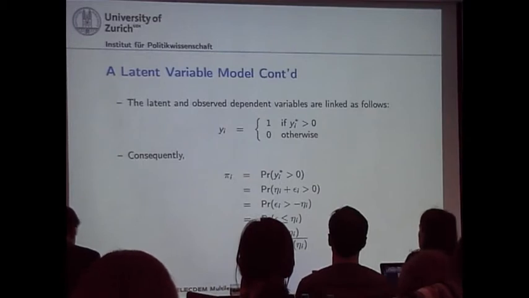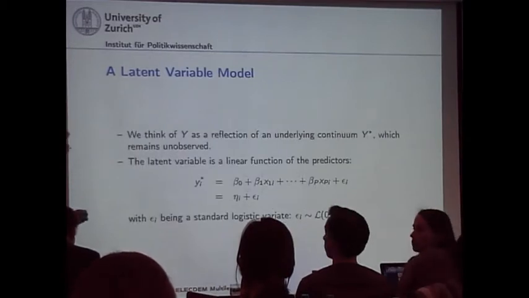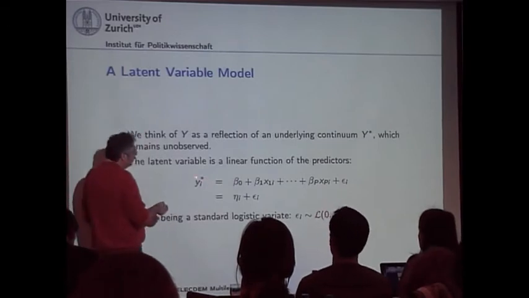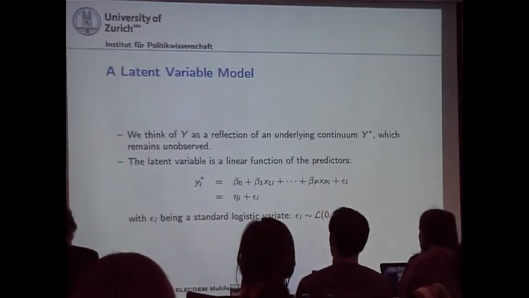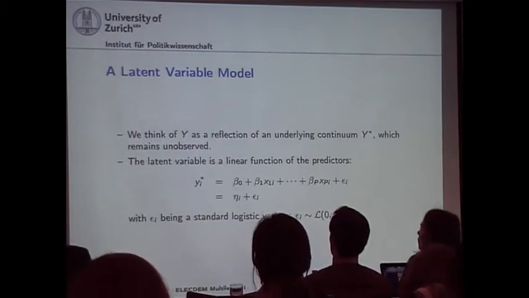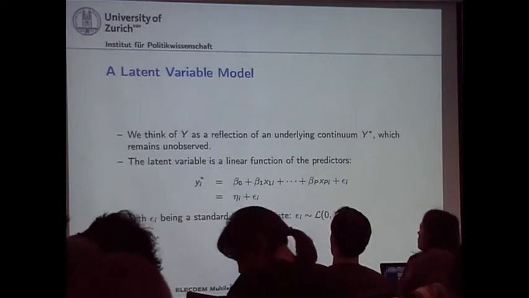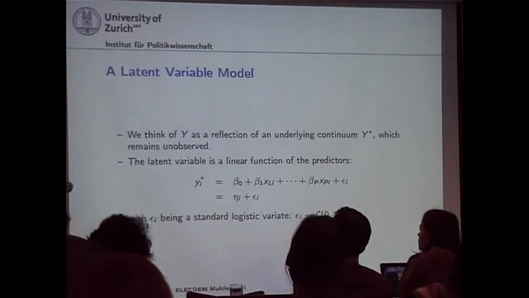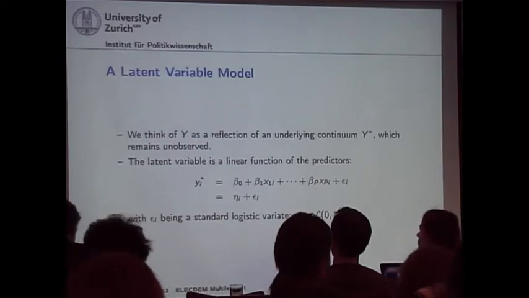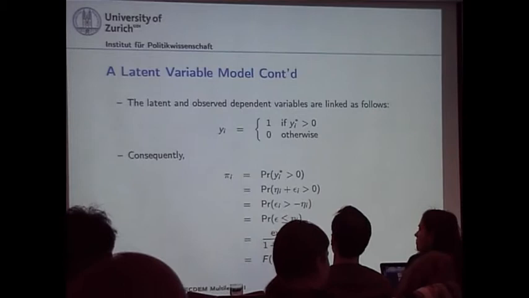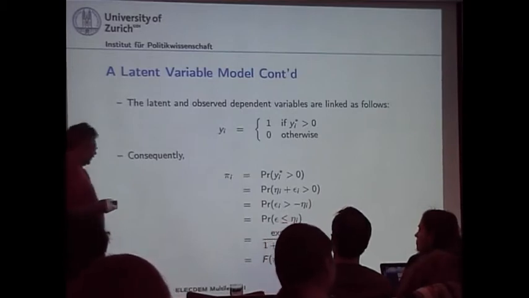Now, we need to link this latent variable specification to what we actually have information on, which happens to be Y. We all know this Y star. And we will see that that has some implications in a moment. So how do we do that?